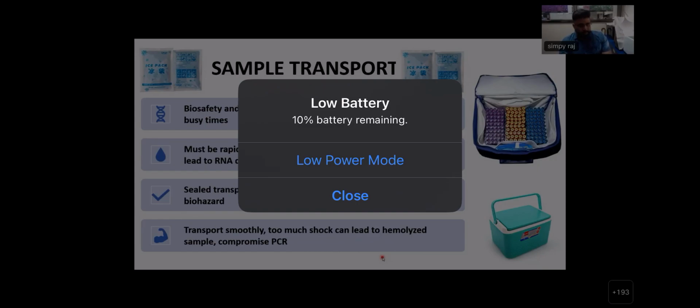And the next thing is there should be sealed transport. They should be packed in such a way that there won't be spillage, and they must be labeled that these are biohazard samples.